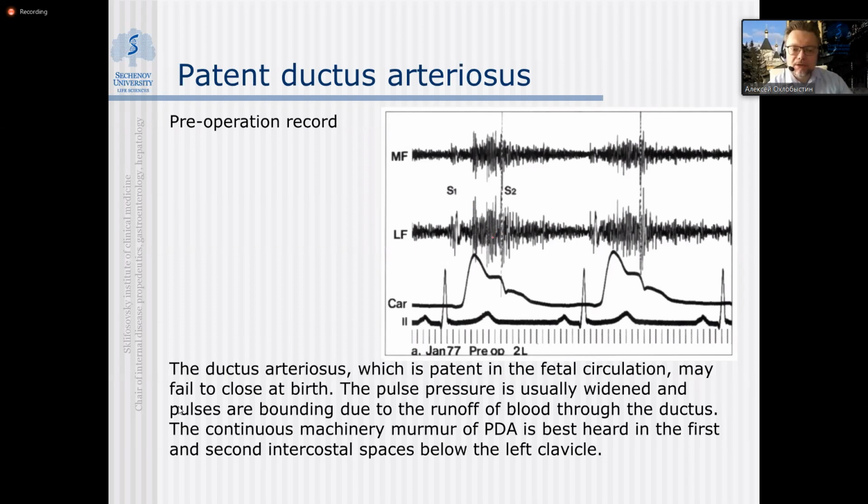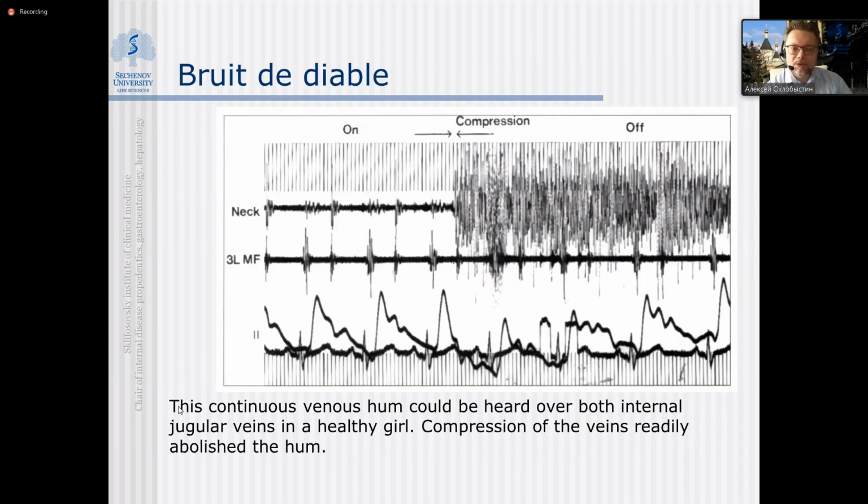And patent ductus arteriosus. Sometimes it may result in a machinery murmur, but in that case, it's biphasic, with systolic and diastolic components. And bruit de diable, that is venous hum. Due to very rapid blood flow, a murmur, sometimes very intensive, may be heard over the jugular veins. Compression, if you just press over the jugular vein with a stethoscope, will result in a complete block of that murmur. There will be nothing heard. When you remove the compression, that murmur will reappear. Typically a marker of anemia or any other cause of more rapid blood flow.